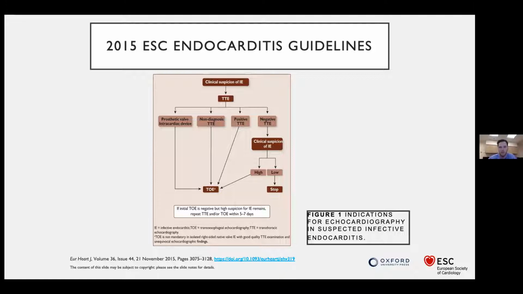And another important thing to note is that for right-sided endocarditis, remember that the tricuspid valve is anterior. So you can often get good visualization on transthoracic. And so for right-sided endocarditis, you don't necessarily always need to do a TEE.